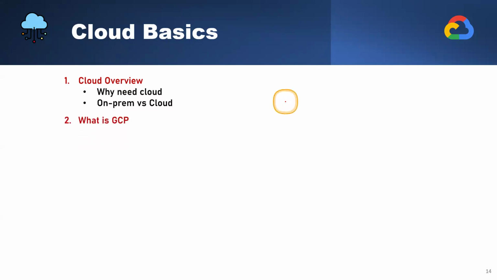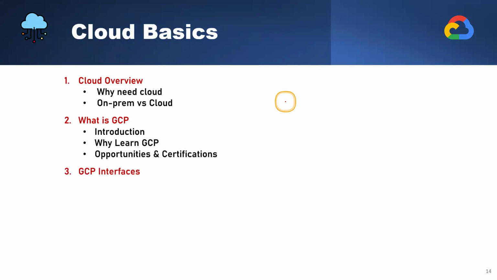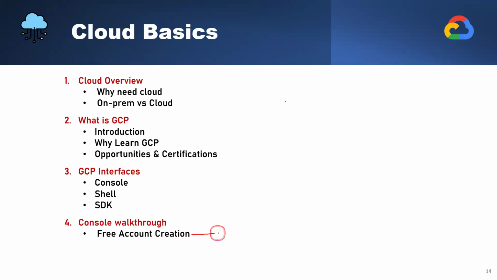And after that, what is Google Cloud Platform? In this one, I'm going to talk about the introduction, why we learn GCP, opportunities and certifications. In the third layer, we are going to talk about the interfaces. If a data engineer wants to work in the Google Cloud Platform, he can work via console, via cloud shell, or via cloud SDK. Those are the three interface methods. After that, the console walkthrough, where I am going to tell you the free trial account creation, guys.